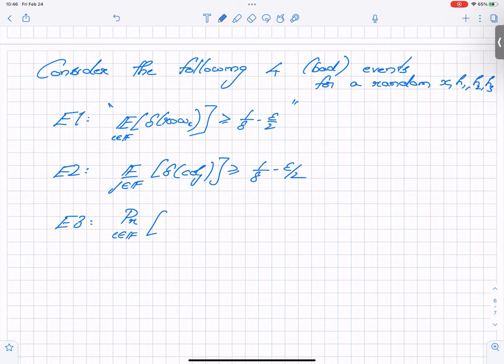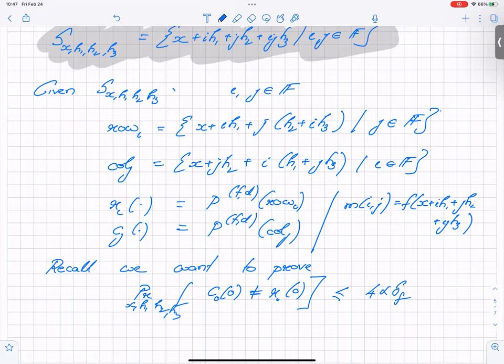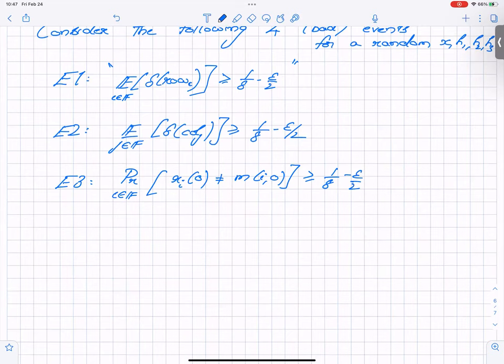that Ri at the location 0 is not equal to Mi0 is greater than or equal to 1/8 minus epsilon by 2. That is, the ith row at the point 0 is not equal to Mi0. Notice this is exactly a line point. If I take a random choice over x, h1, h2, h3, this is exactly a random line point. The definition of Mij is just the points oracle at the point corresponding to ij, and Ri0 is taking the opinion from the line passing through this. So this is exactly the lines point test.